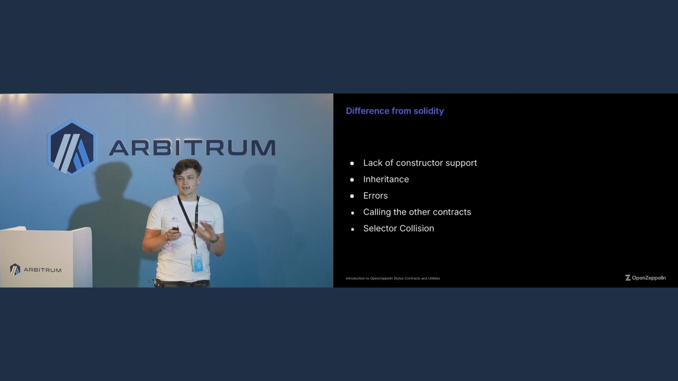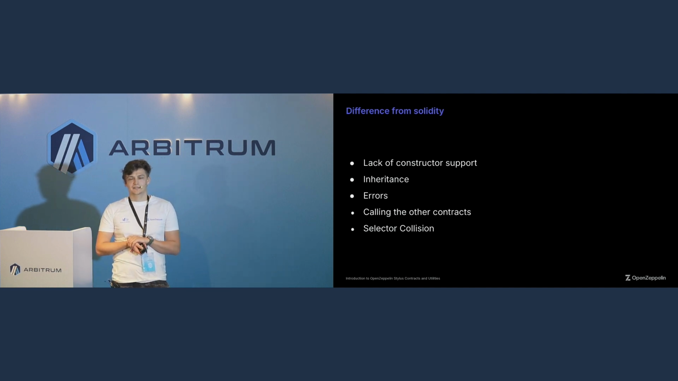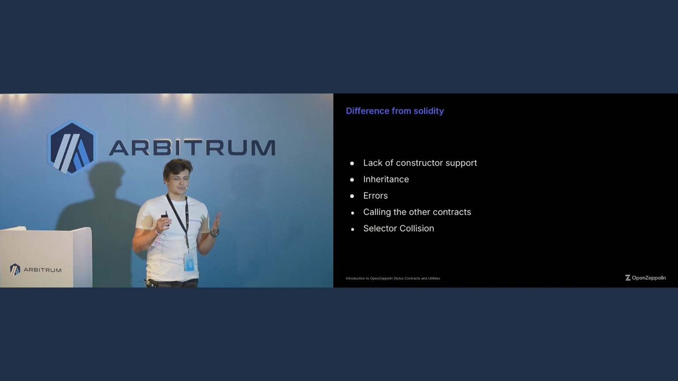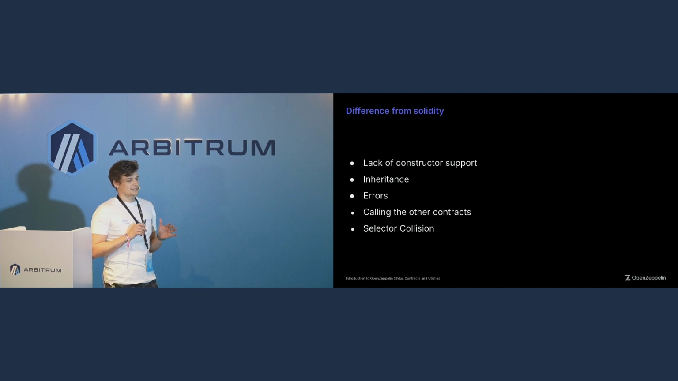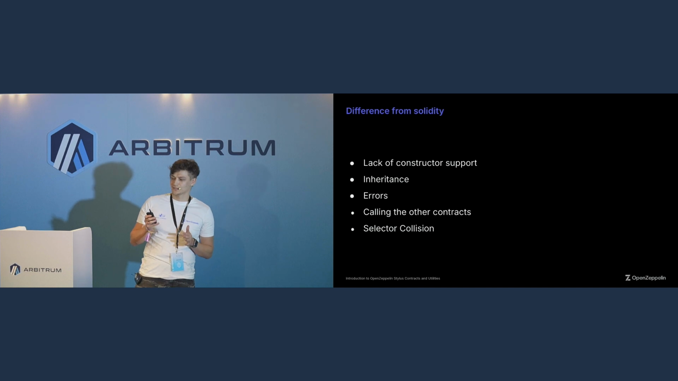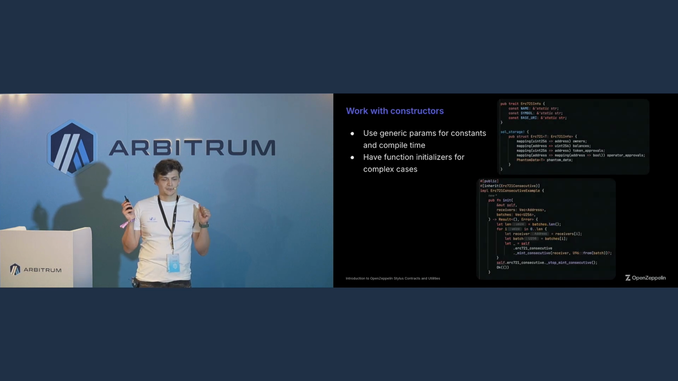First thing is lack of constructors. Solidity is a typical object-oriented language, and constructors are the same as in C# and Java. But at Stylus there is no such thing, and some workarounds have to be made to be able to construct a contract. Inheritance is not like that. Errors, yeah, there is a different approach in Rust for errors. Calling another contract is also a bit different, and there is another aspect with selectors. So let's dive into the first one.